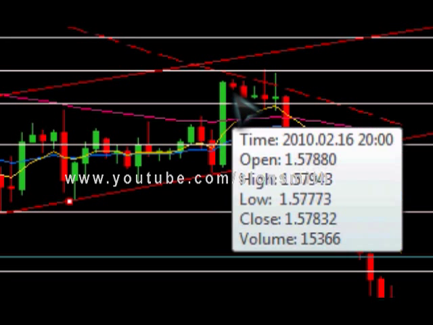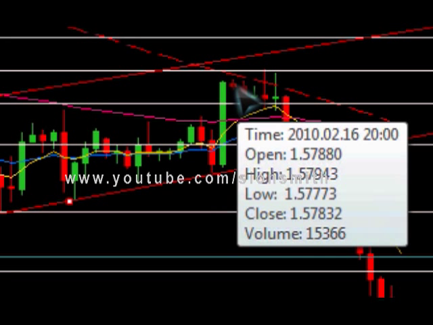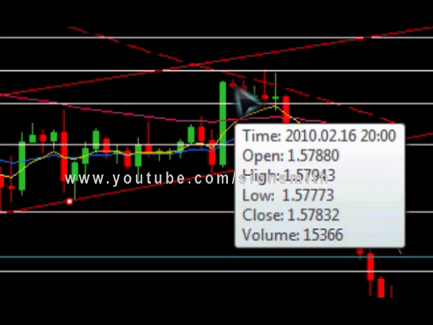However, that's not what's happened. You can see straight after it, you almost had a star, almost like a doji. Really, there's a tight range, not really taking the price up any further.